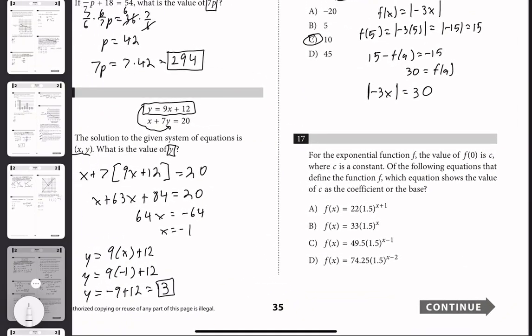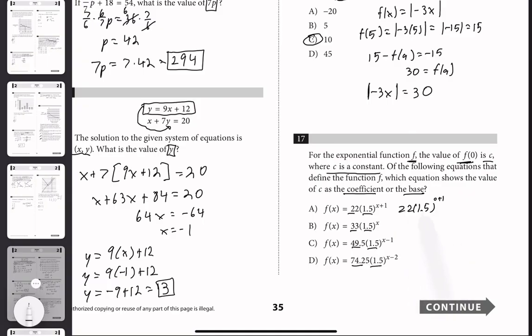Okay, the last question, for the exponential function f. The value of f of 0 is c, where c is a constant. Of the following equations that defines the function f, which equation shows the value of c as the coefficient or the base? So two options here, coefficient or the base. So one of these values. So we know that f of 0 is going to be when x is equal to 0. So we have 22 times 1.5. And then 0 plus 1, which is equal to 1.